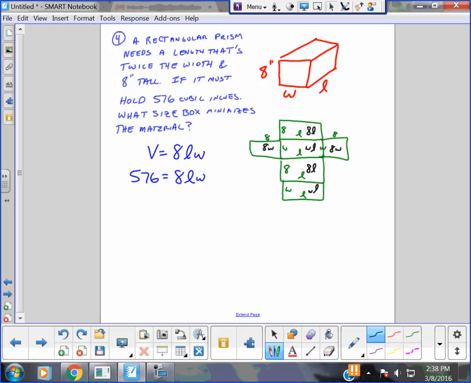So the surface area of the whole figure: 8W and 8W is 16W, 8L and 8L is 16L, WL and WL is 2WL. All right, here we go. I want to optimize the surface area, all right? I want to optimize the surface area.